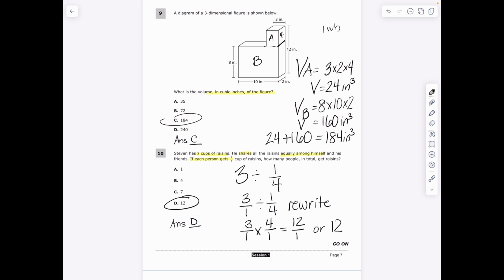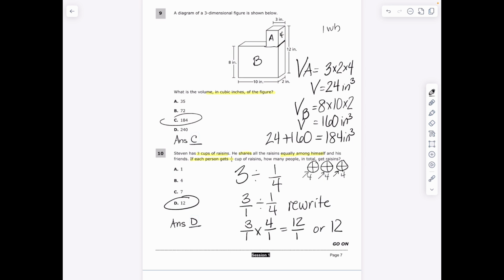Okay, now, if this does not make sense to you, and sometimes it doesn't, that's okay. What you could also think about is, if you had 3, and you can break it into fourths, and you can see that for the first cup 4 people can get, and the second cup another 4 people get, and the third cup another 4 people can get. So you can see all 12. So this is another way of dividing a whole number by a fraction.